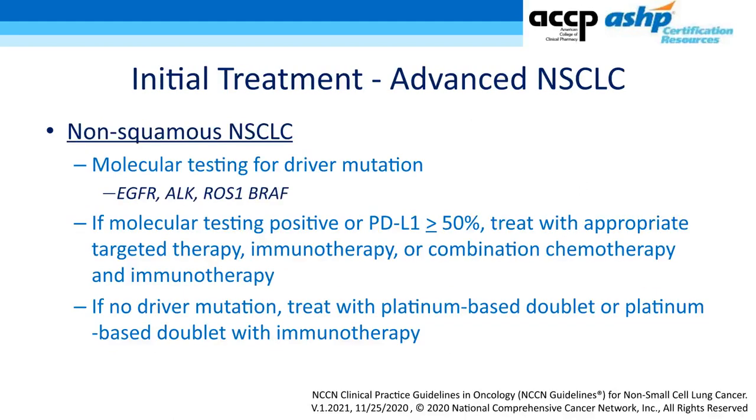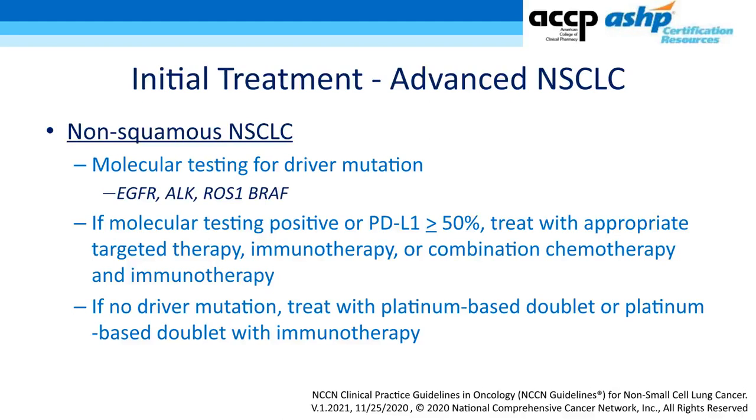So as we think through prioritization of treatment options for our non-squamous, non-small cell lung cancer patients diagnosed with metastatic disease, again to highlight, we should be evaluating appropriate molecular testing for driver mutations with either EGFR, ALK, ROS1, BRAF, as well as MET exon 14 skipping mutations and RET rearrangements that might be picked up on a more broad spectrum molecular test panel. If molecular testing is positive, or if PD-L1 is greater than 50%, it would be appropriate to treat with targeted therapy or immunotherapy.